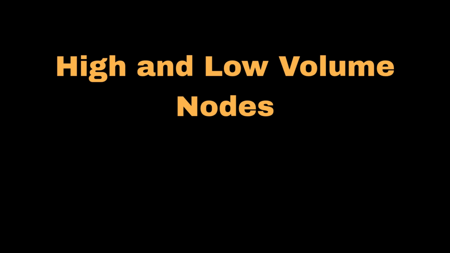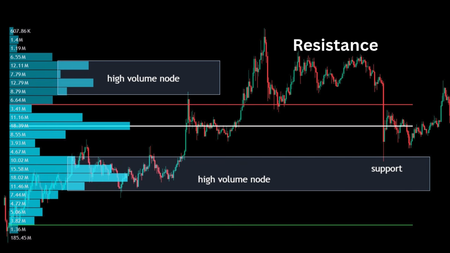Now let's talk about high and low volume nodes. High volume nodes. These are price levels with significant trading activity, acting as strong support or resistance zones. Price tends to consolidate, pause, or reverse at HVNs, and requires substantial momentum to break through.